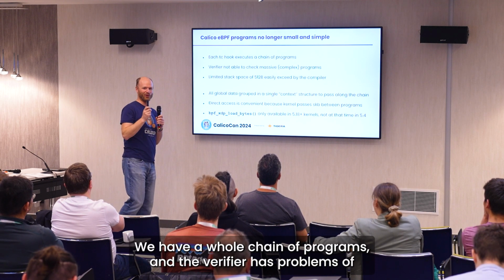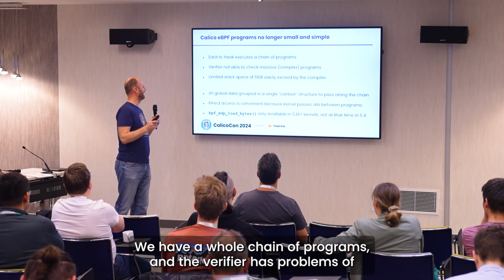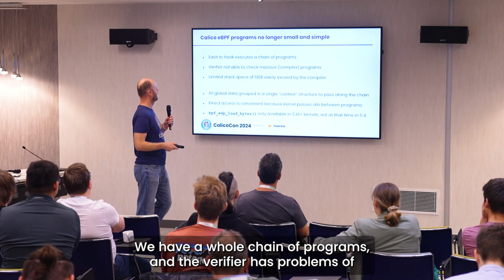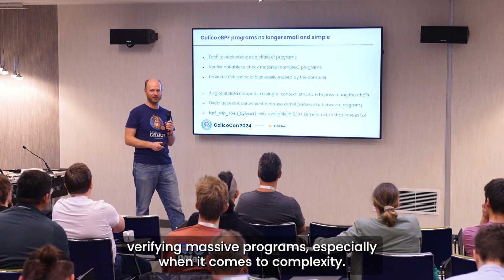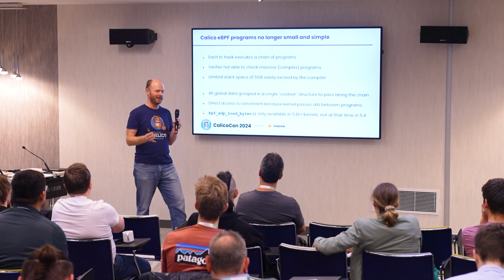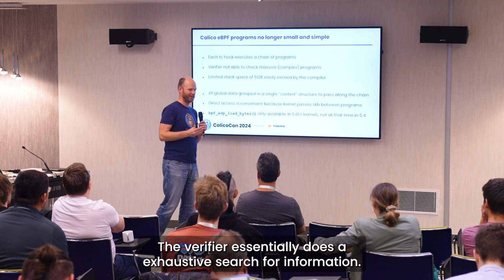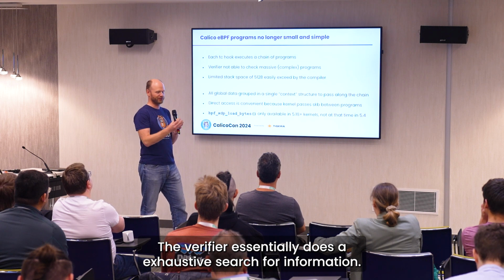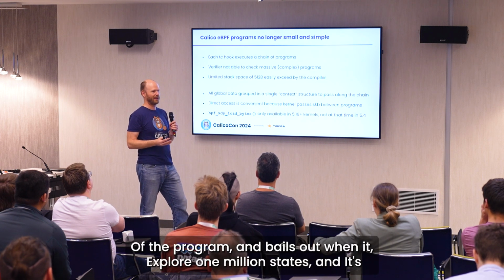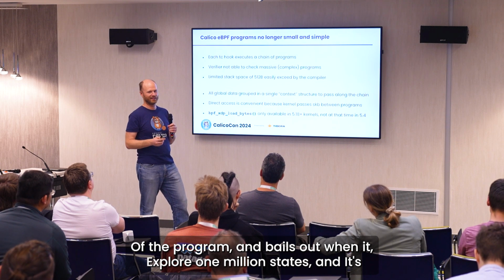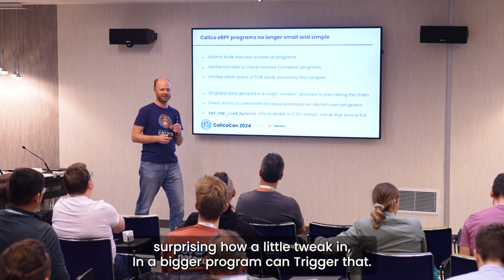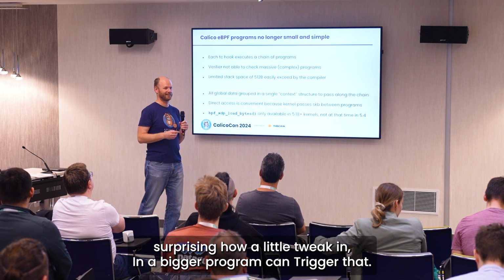and as I showed you in my previous presentation, it's not simple anymore. We have a whole chain of programs, and the verifier has problems verifying massive programs, especially when it comes to complexity. The verifier essentially does an exhaustive search of the program and bails out when it has explored 1 million states, and it's surprising how a little tweak in a bigger program can trigger that.